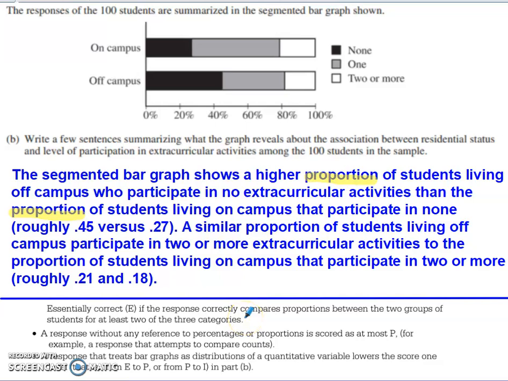Honestly, as I read this, I realized I probably should have done some comparison of the 1 extracurricular activity participation, because if this was a problem that came down to the holistic scoring to judge whether or not your half point got bumped up or down, then I probably would have lost it from a lack of having all 3 of the categories compared with one another. I just did the one that had the most extreme gap and the one that had the closest similarity.